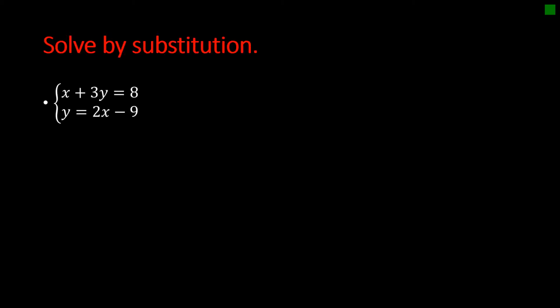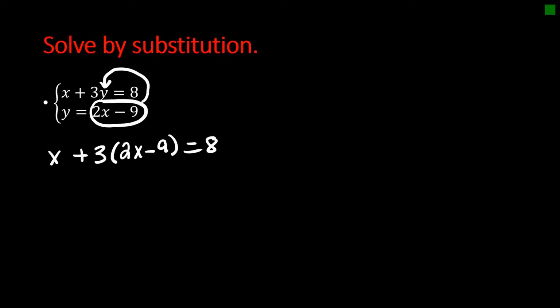We have x plus 3y equals 8 and y equals 2x minus 9. So we have two equations. We want to solve one equation for one of the variables. Well, it is already set up that we have an expression for y. So we're going to take this expression and put it into the other equation. So what we'll have is x plus 3, in the place of y, I'm going to put my 2x minus 9, equals 8. So what I have created is an equation in one variable, and I should be able to solve for x.